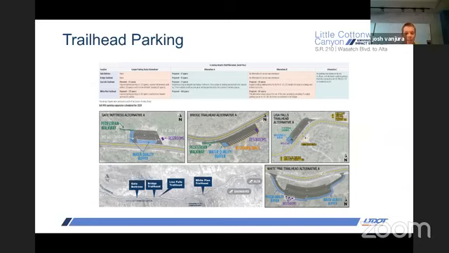The next common subcomponent to all 3 primary alternatives is trailhead parking. The three options that UDOT is looking at here are quite different, and I'll go through them, and it's a bit confusing. So if there are questions, please put them in the chat.